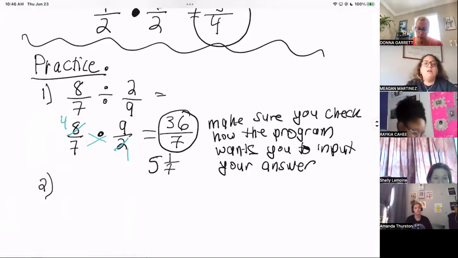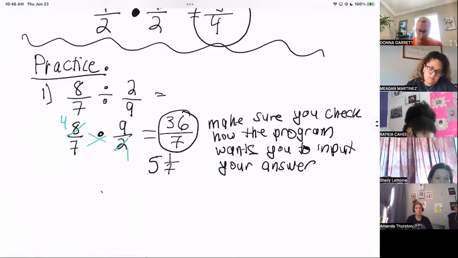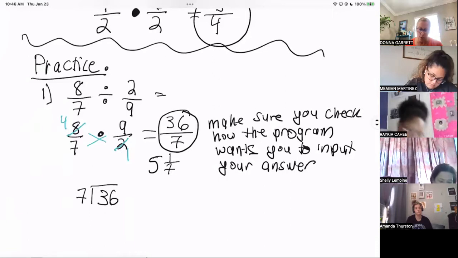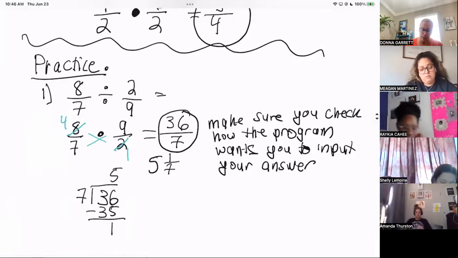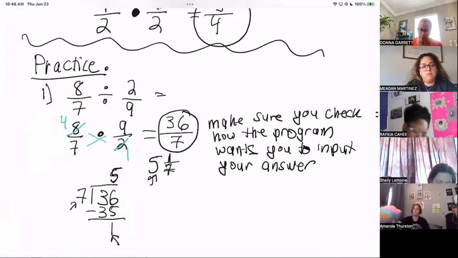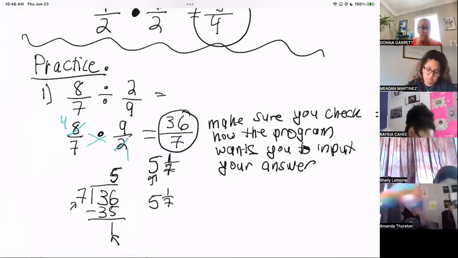And if you don't like that way, you can actually divide them, long division. You would do this, 36 divided by 7. Okay, so 7 times 5 is 35. I have 1 left over. And then if you can see it, this is my 5. This is my part, my 1, and this is my whole, my 7. 5 and 1/7, like that.